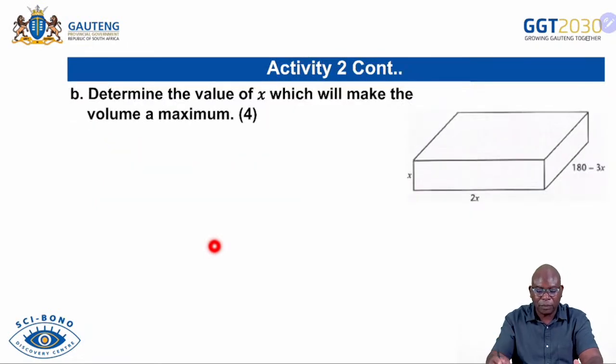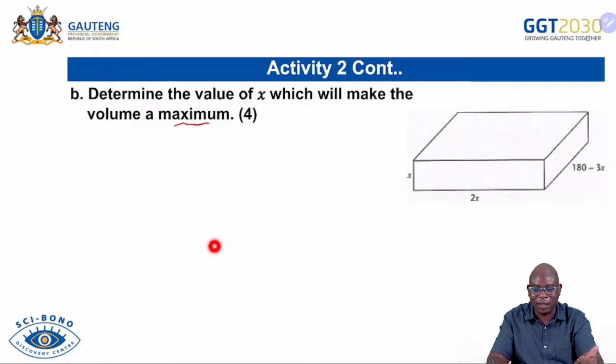Right. Now, we continue with activity 2. It says determine the value of x which should make the volume a maximum. So the guiding word there will be the maximum. Remember on your graph, when we needed the maximum, we differentiated to get the turning point. Here we need the value of x which will make the maximum. In other words, if we connect it to my graph, it simply means we need the x value of the turning point.